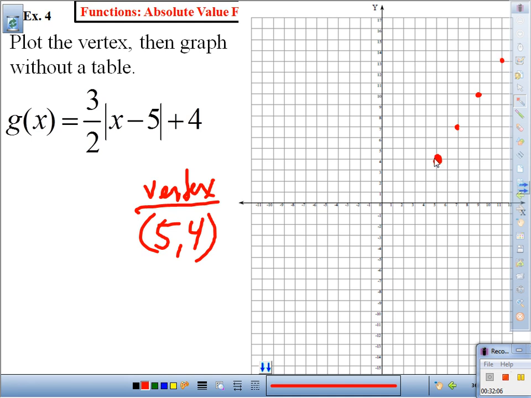Let's go back to the vertex. Do it again. 1, 2, 3, 2 to the left, plot your point, and do it again. Repeat for each new point, then graph your rays. Here's one ray. And here's the other ray. Hands up if you got that. Okay. All right. Do we need one more?